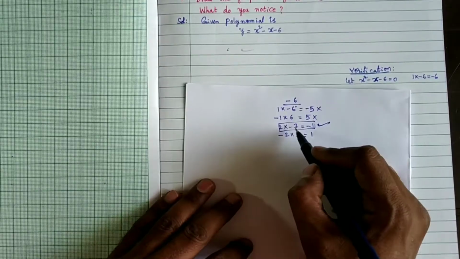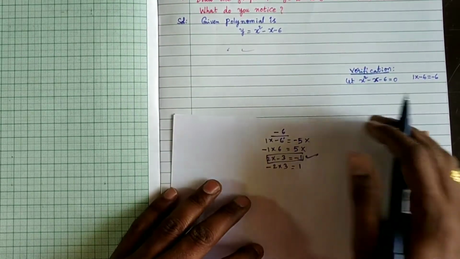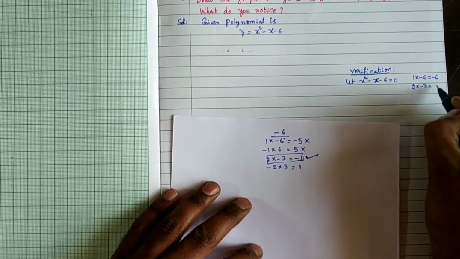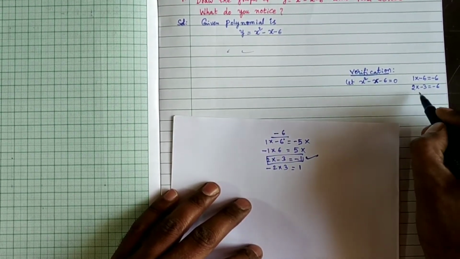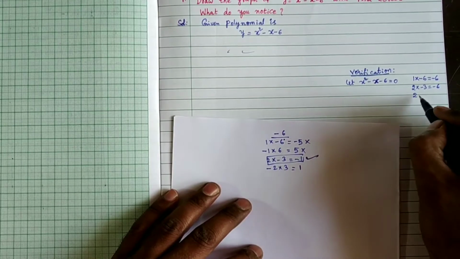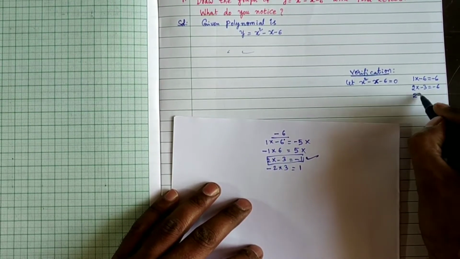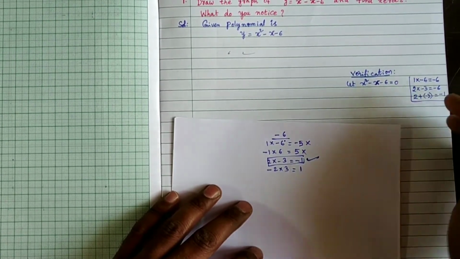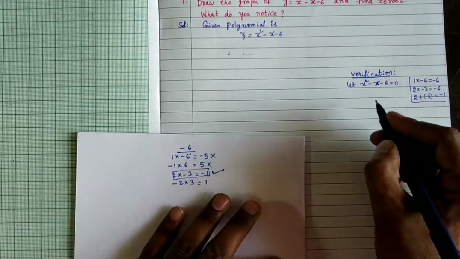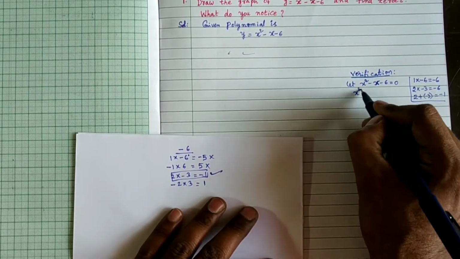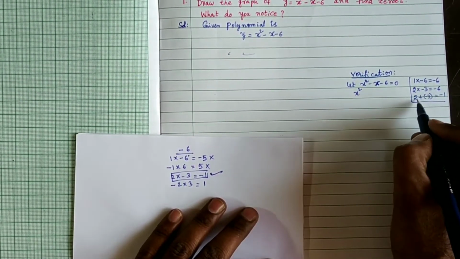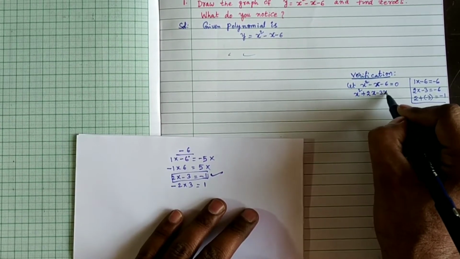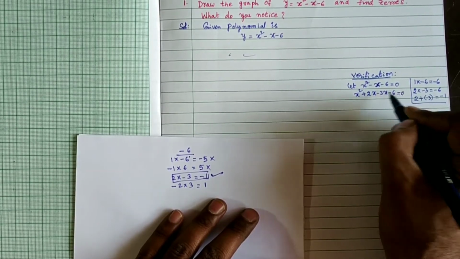The only suitable combination is 2 into minus 3 equals minus 6, and after adding these two values, we get the coefficient of x: 2 plus minus 3 equals minus 1. So 2 and minus 3 are the suitable factors. Write x square minus x as x square plus 2x minus 3x. So x square plus 2x minus 3x minus 6 equals 0.